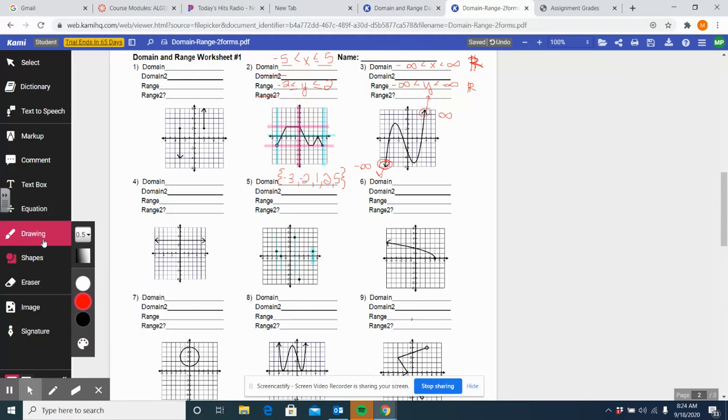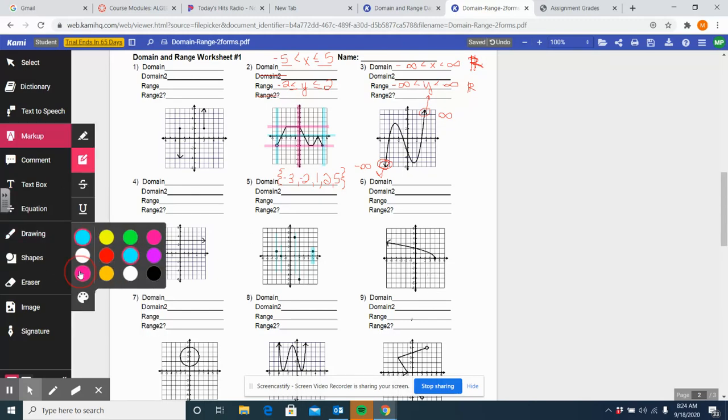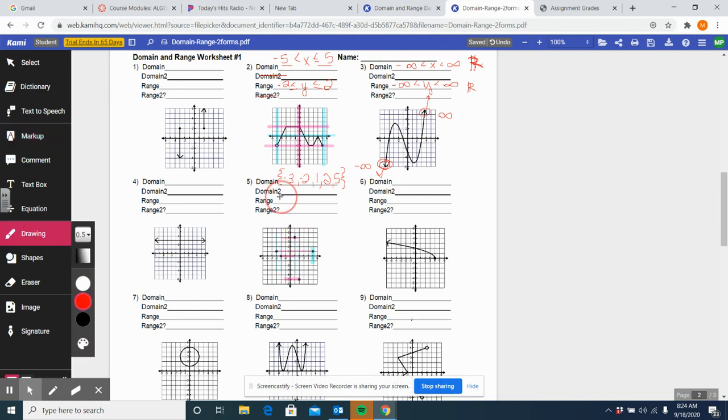Now range, you're going to do the same thing. You're going to go bottom to top, except for now we're talking about the y-axis. So we've got 5, 0. Both of those are at 1 and 4. So your range is -5, and then 0, 1, and 4.